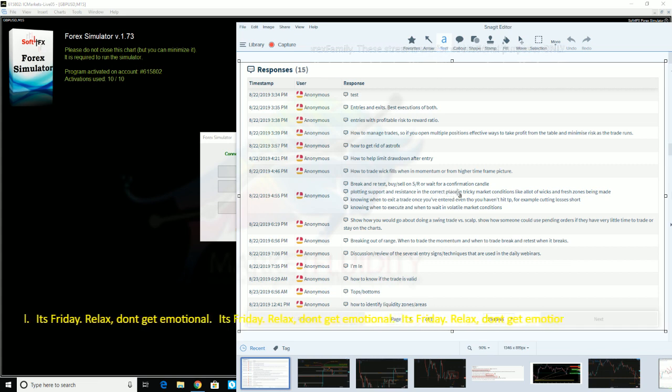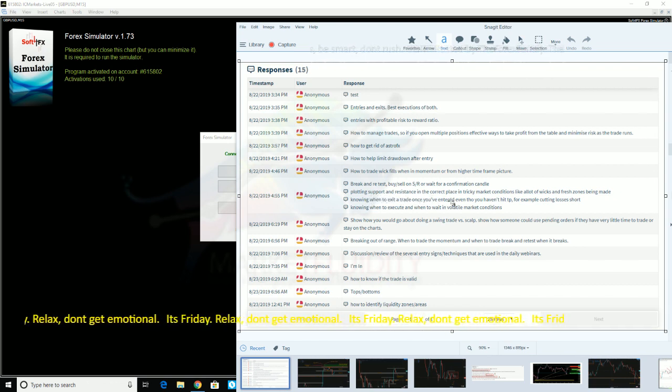Plotting support resistance in the correct place in tricky market conditions, like a lot of wicks and fresh zones being made. The thing with this question is, when there are a lot of wicks, there are two things: either you just wait for a break, or you try to battle the market. That's what happened on GJ from Monday till Thursday. It just ranged.